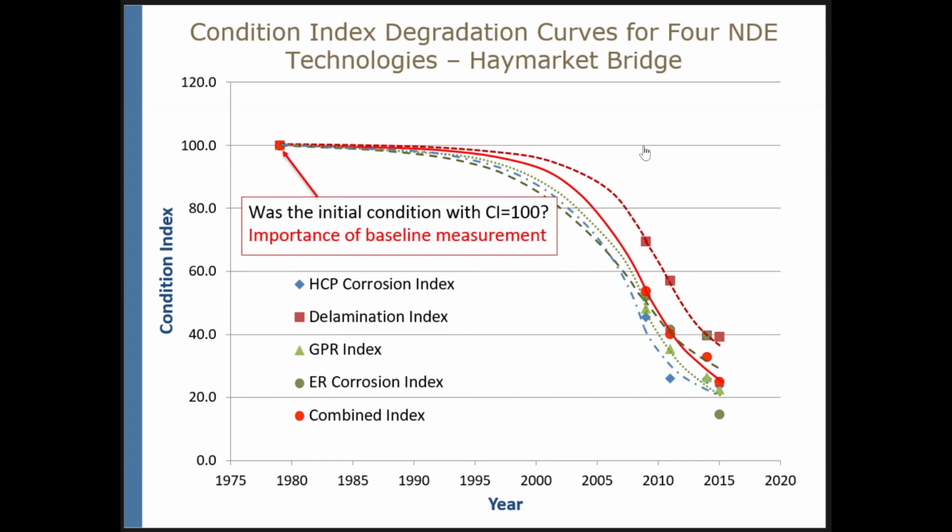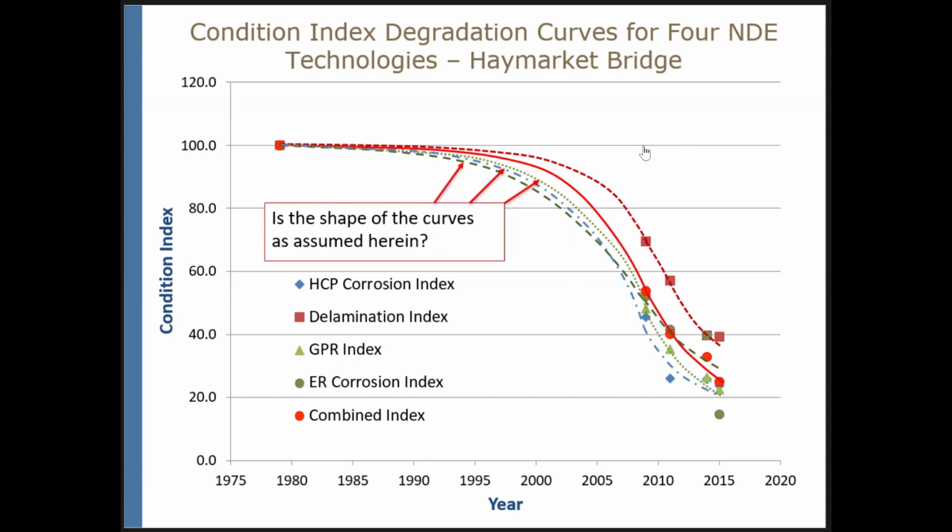So the first question we can ask is, is it really correct that we assign as initial condition a condition index of 100? What we have learned, for example, from our own samples in our accelerated testing facilities is that you should never assign a condition index. You should rather take measurements to be sure that this condition index is 100. So this speaks about the importance of baseline measurement.